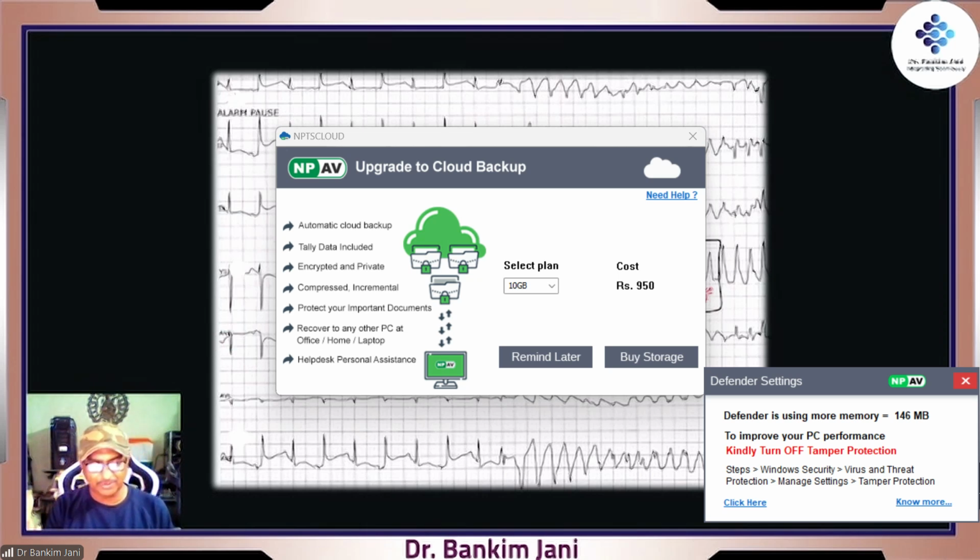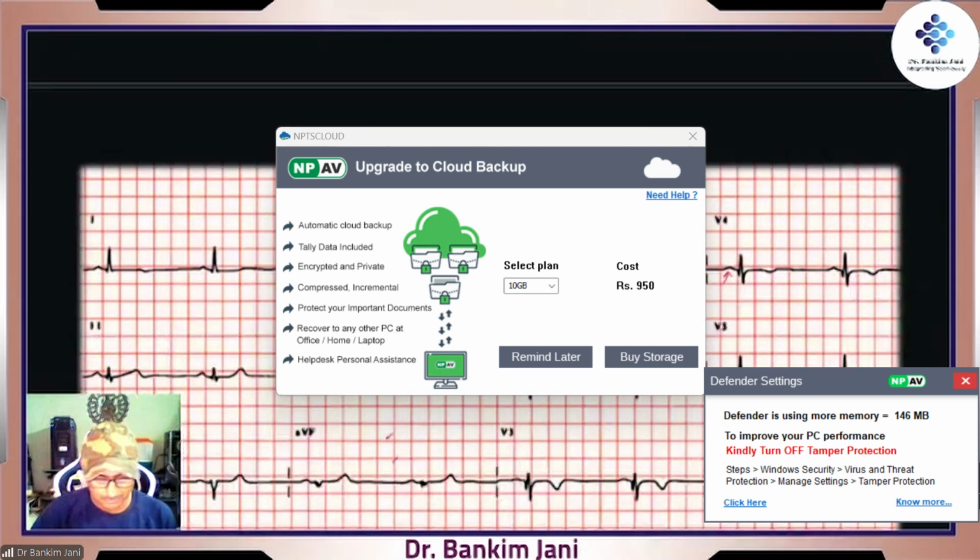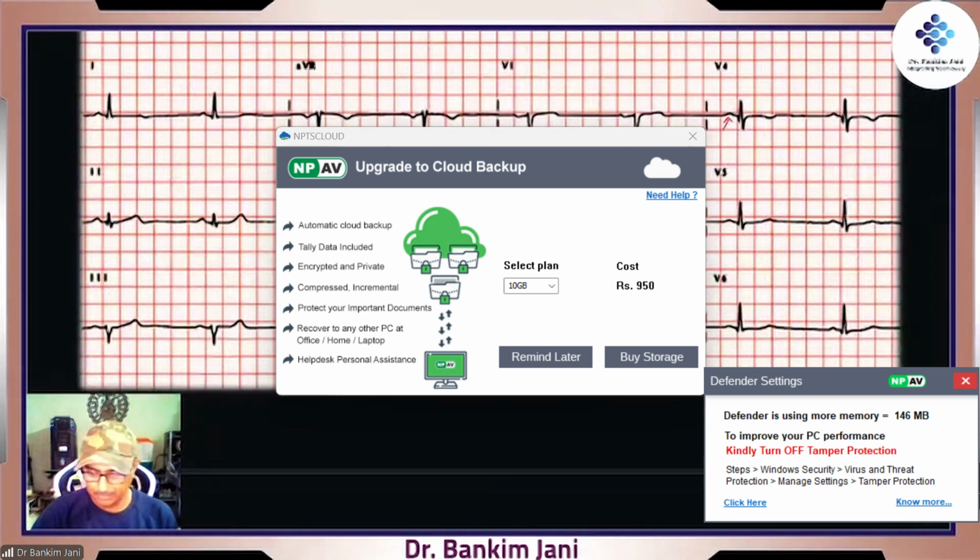5 seconds. Answer. Axis deviation? Yes or no? Fatafat. Yeah, no axis deviation. This is normal. Right? AVF plus. This is 1 plus. First one khatam. Next one.